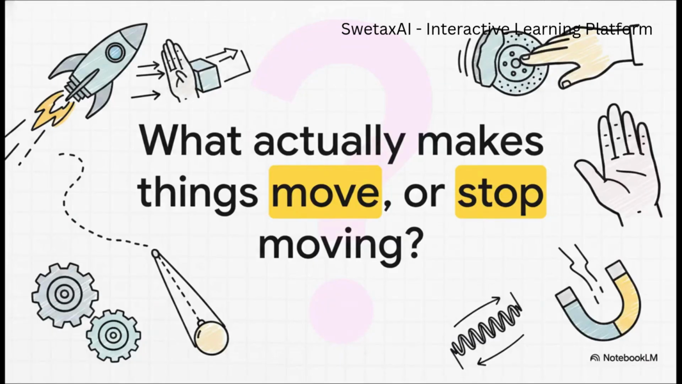So what actually makes things move, or stop moving? I know, it sounds almost too simple, right? But the answer to this exact question is what unlocks the entirety of classical mechanics. It's like a giant puzzle, and this is the first piece. Let's find out exactly what's going on behind the scenes.